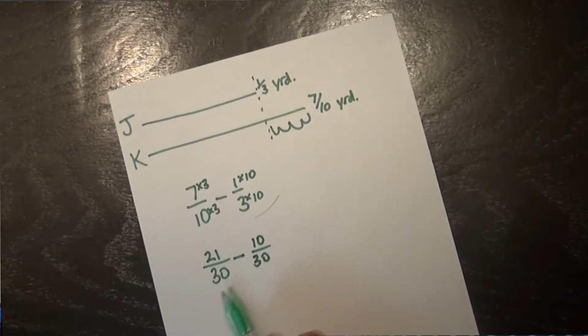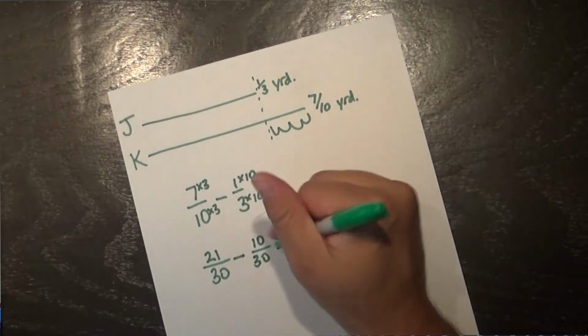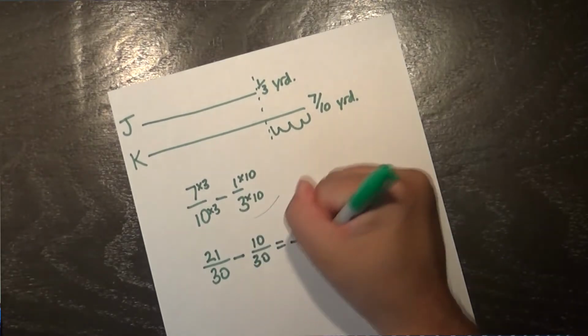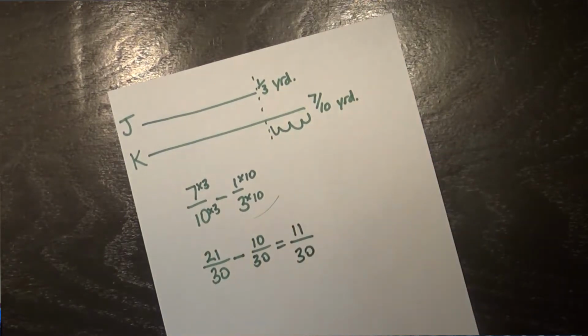Okay, now that we're on the same playing field here, we both have 30s in our denominators, this is becoming a much simpler problem. So what is 21 minus 10? You're going to come up with 11. And it's 11 over 30 because our denominator stays the same.